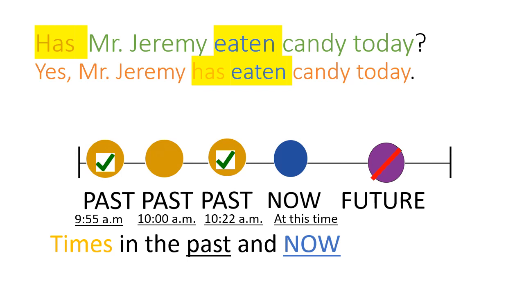Yes. Okay. Yes, I ate candy. I also ate candy at 10:22 a.m. So that's another time in the past. And at this time, I'm not eating candy. Okay? However, since I ate candy at 9:55 a.m., I ate candy at 10:22 a.m., I can say, yes, Mr. Jeremy, or you can say, yes, Mr. Jeremy has eaten candy today. So that's from the past until now.